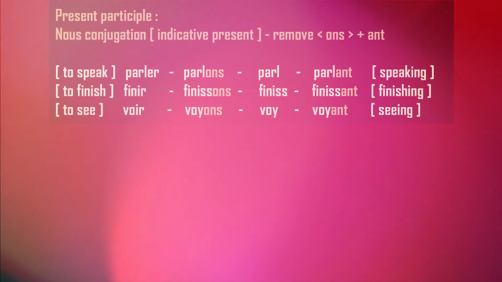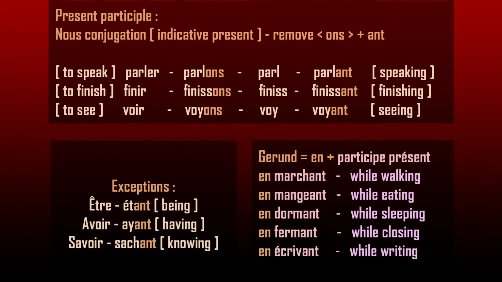Present participle and gerund. The present participle of a verb is formed from the nous conjugation of the indicative present tense. We take the nous conjugation of the indicative present tense, we remove the last ons and add ant. We get the present participle.